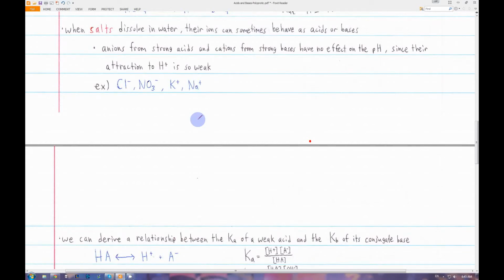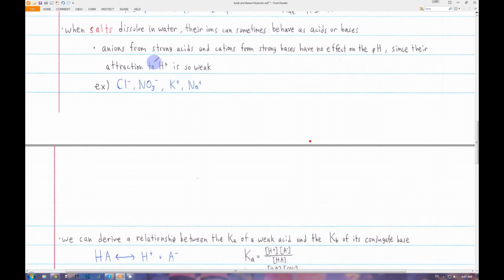Salts, which is just another name for ionic compounds, can also have an effect on the pH of a solution when dissolved in water. So the ions of the salt can behave as acids or bases. The first case is ions from strong acids, such as Cl- from HCl, or nitrate from nitric acid, or cations from strong bases, such as K+ from KOH, or Na+ from NaOH.